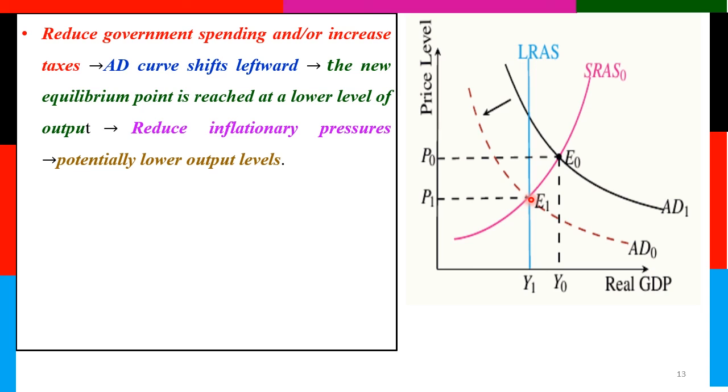So in general, this is how the government can correct a country's economic situation by using what? The fiscal policy, such as expansionary fiscal policy and contractionary fiscal policy. I hope you understand the important points from this video.